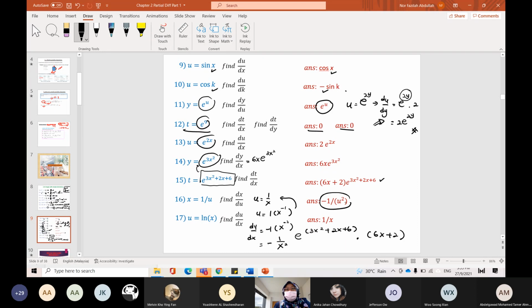But when you integrate 1 over x, you will get ln x. When you differentiate 1 over x, you get negative 1 over x squared. But when you have u equal to ln x, then differentiating it becomes 1 over x. Any questions, class?